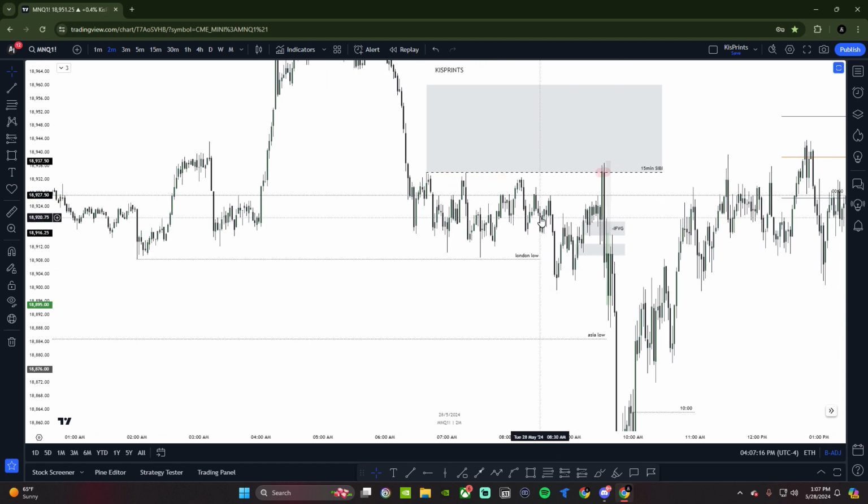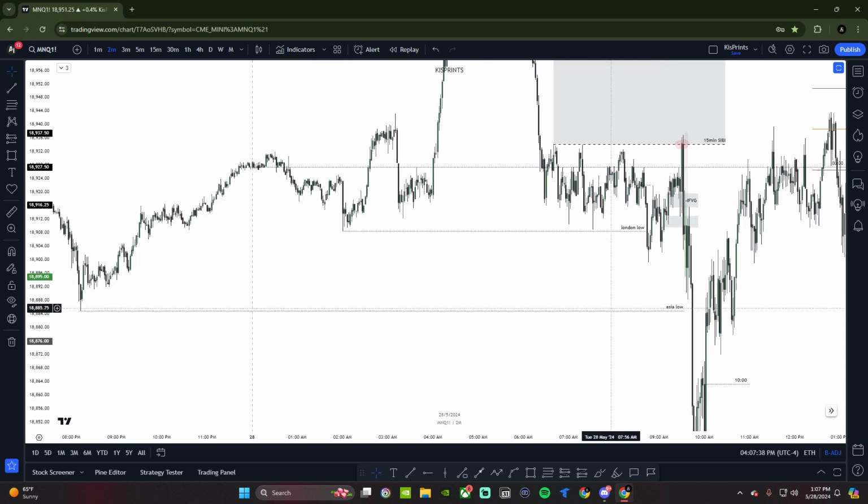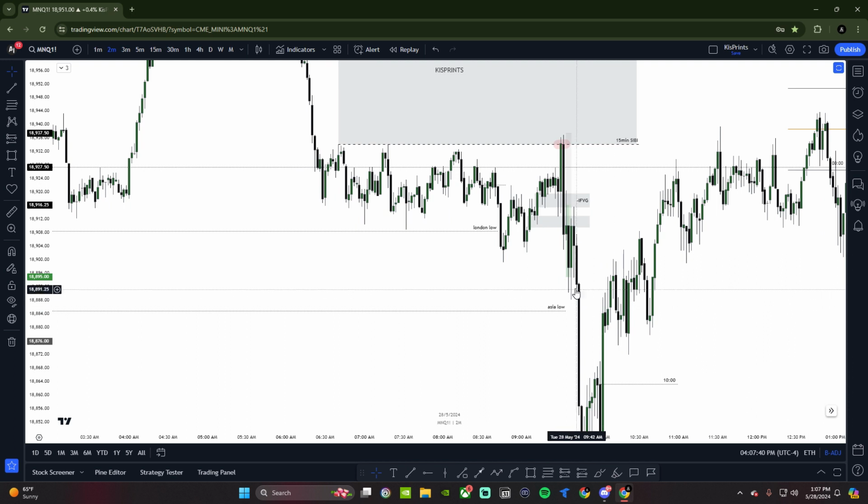8:30 open, which is this candle right here. If you trade prior to 9:30, typically 8:30 will seek a liquidity level, either a session high or low, or a significant high or low, which in this case was a London low, which is a session low. We swept lower, manipulated higher, and then ultimately targeted Asia low.